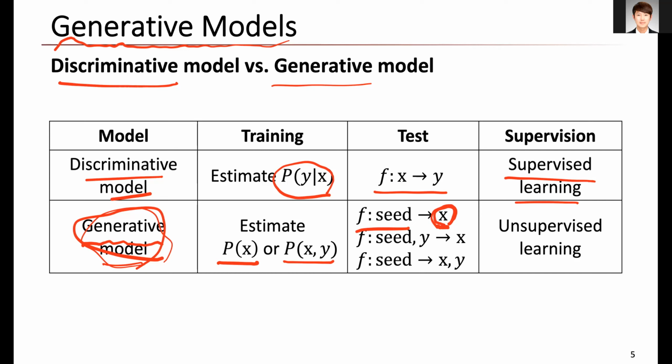Or if we have the joint probability of X and Y, then we can generate X given a random seed or output class Y, right? Class Y. So this is a kind of class-conditional image generation or class-conditional sample generation. Or we can make a training sample X and Y from random noise. This is a kind of generative model. So in many cases, this generative model is trained in an unsupervised learning paradigm.